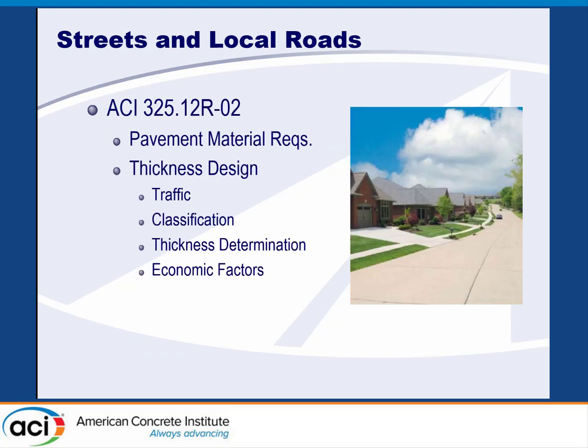So if we look at ACI 325.12, Brian mentioned what it does for your substructure when you're looking at your base and your subbase and how those need to be designed. But it also goes through thickness design, where it looks at traffic, classification of that type of facility, thickness determination. It also goes through economic factors as well. In addition to that, the new guide that they're writing right now also goes through some of the environmental impacts, and also looks at life cycle assessment, which is some of the things that are becoming very important when we start talking about places that are very interested in climate change. So it does have some of those aspects as well.